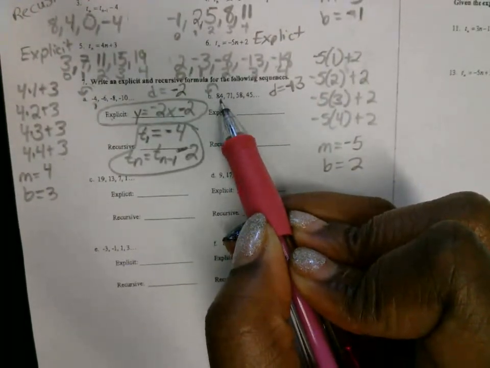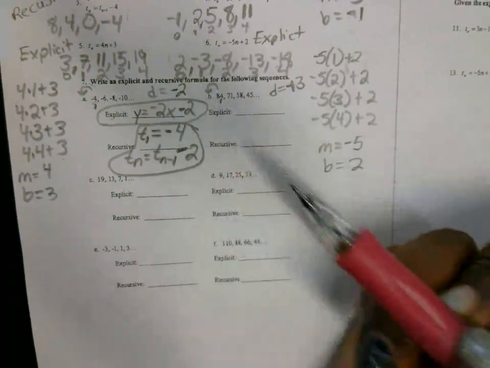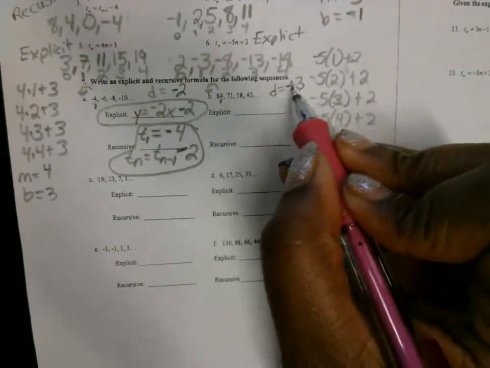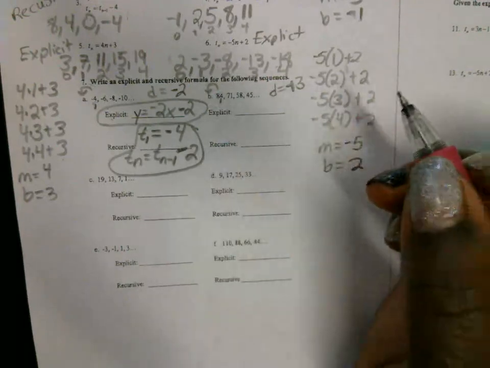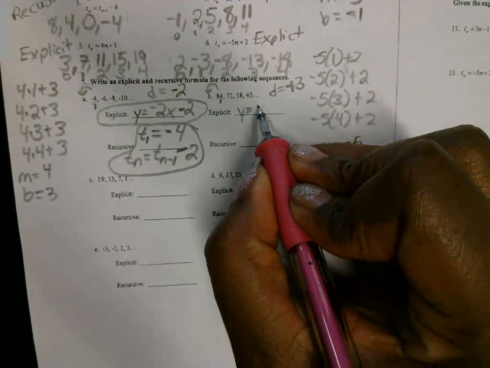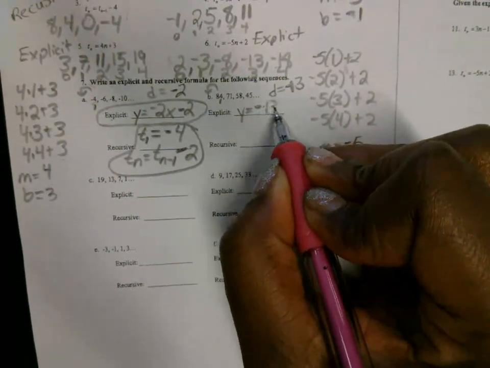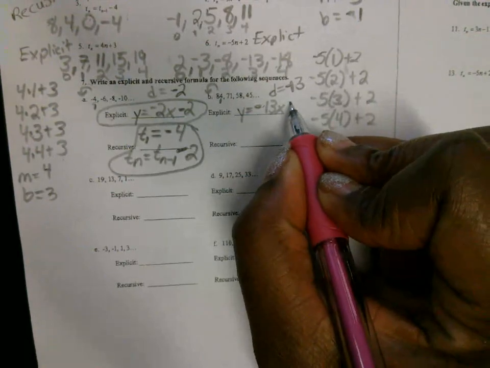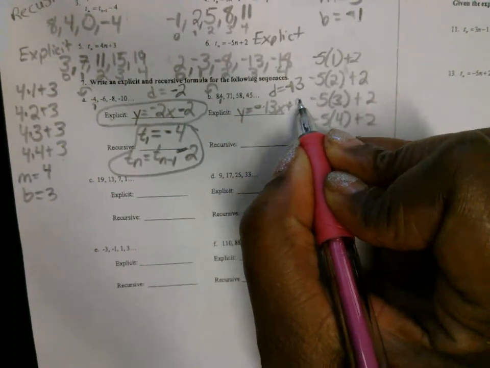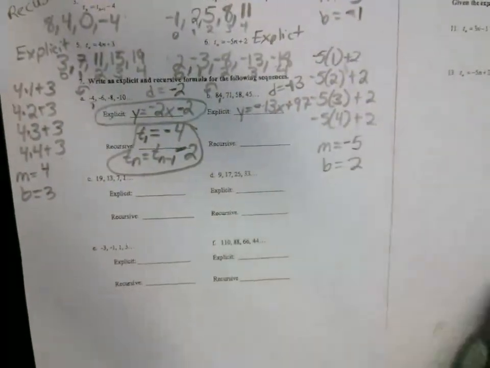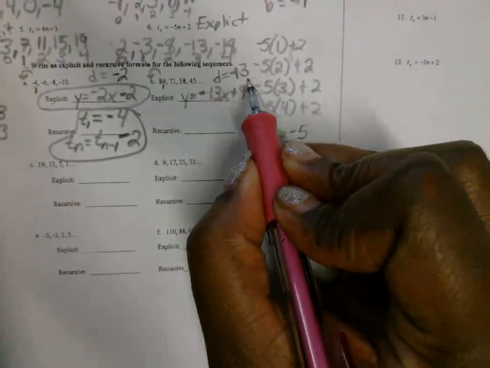All right. What was the number before? This is my first number in the list. What was my zero number? 97. You're going to go backwards. This is minus, so you're going to add to get the number before. So this is y is equal to my common difference, which is the slope, -13x. What was my starting number again? +97. That's my explicit.